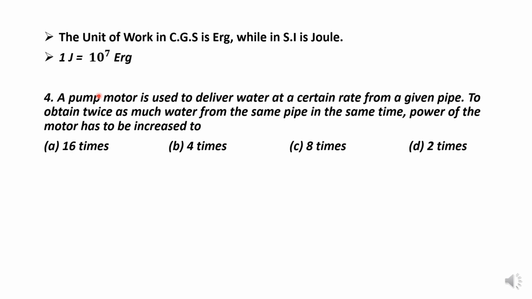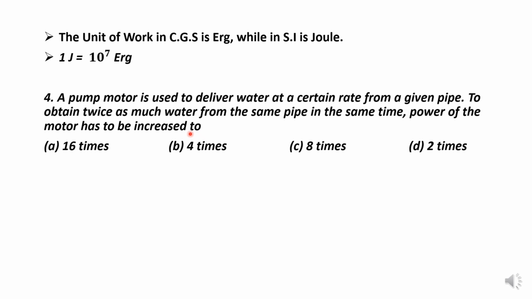MCQ number 4. A pump motor is used to deliver water at a certain rate from a given pipe. To obtain twice as much water from the same pipe in the same time, power of the motor has to be increased by.